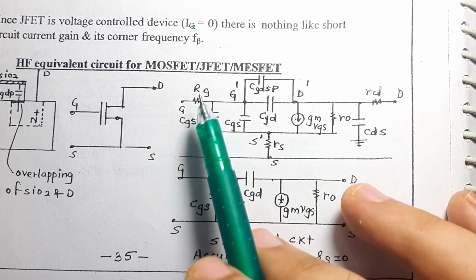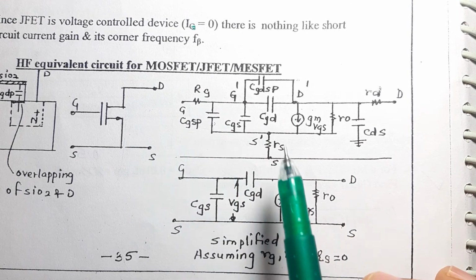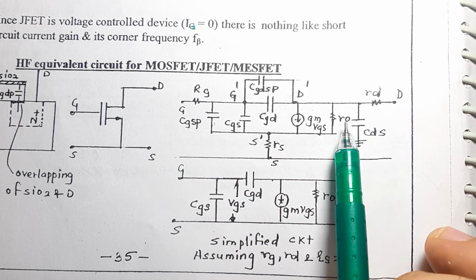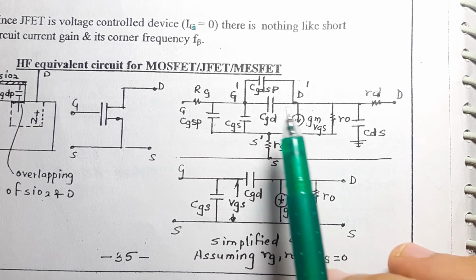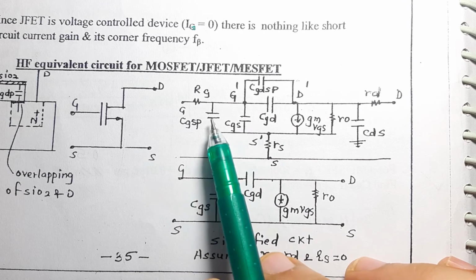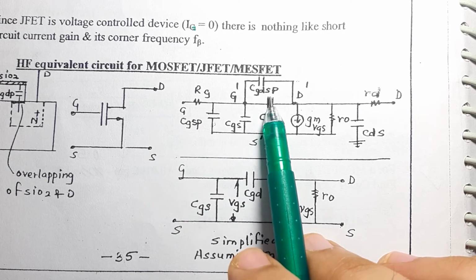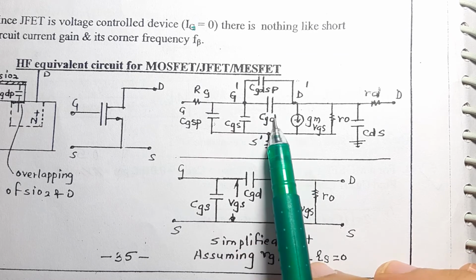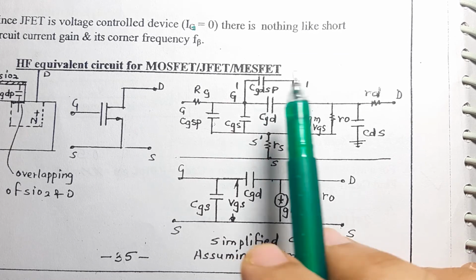Now if you look carefully, you might know that RG is familiar to us, RS is familiar to us, and RD is familiar to us. Similarly, RO and GM VGS are familiar to us. The only new terms over here are CGS and CGSP, CGD and CGDP.